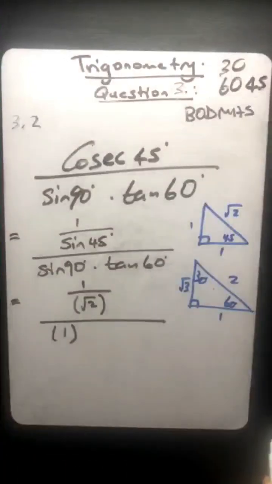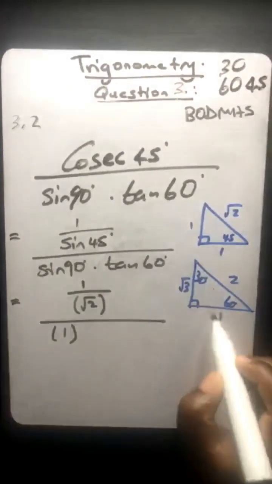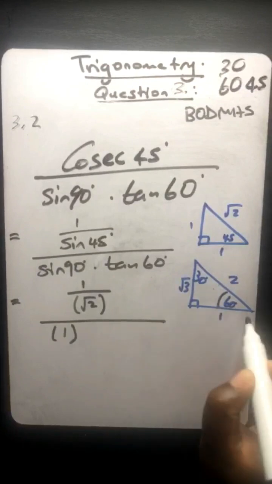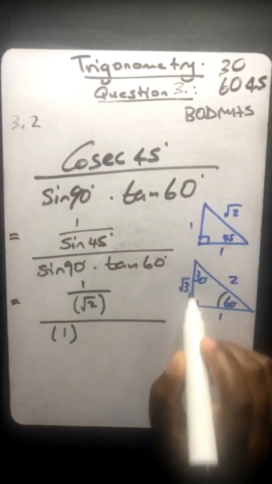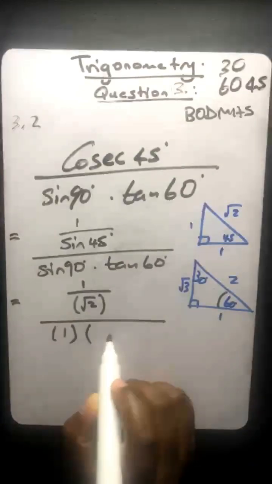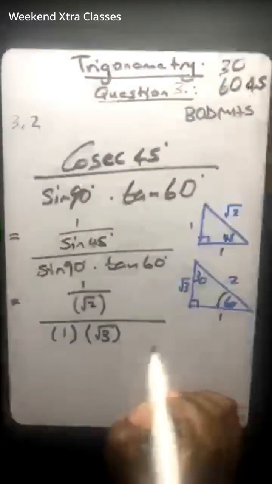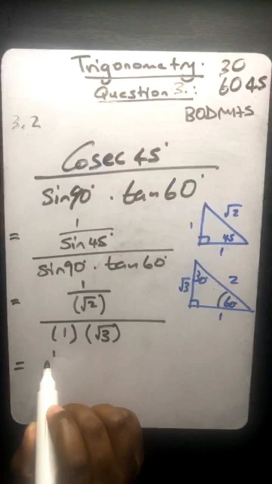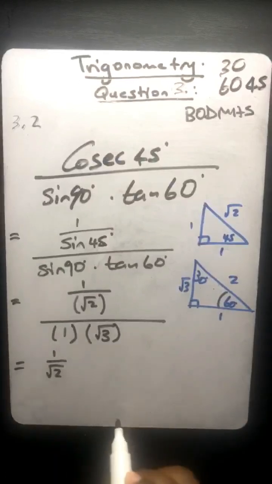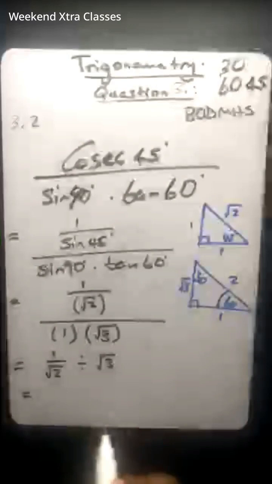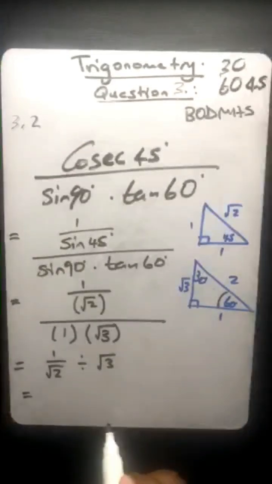What about tan 60? Let's see. For tan 60, it means we are focusing on this angle, meaning this is adjacent and this is opposite. So it seems like a square root of 3 divided by 1, which is just square root of 3. Yes. So can you guys see? It's more like we are actually having 1 over that, which is being divided by that times that is just square root of 3.